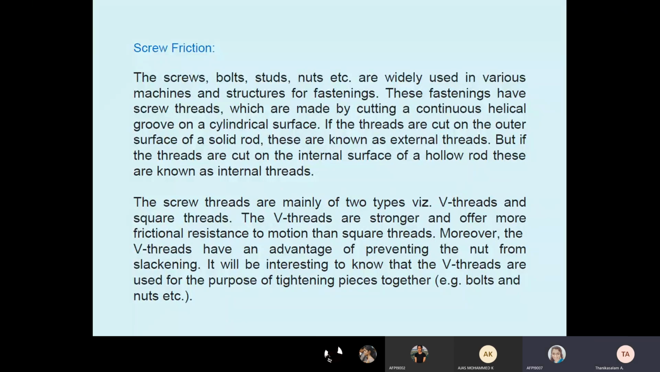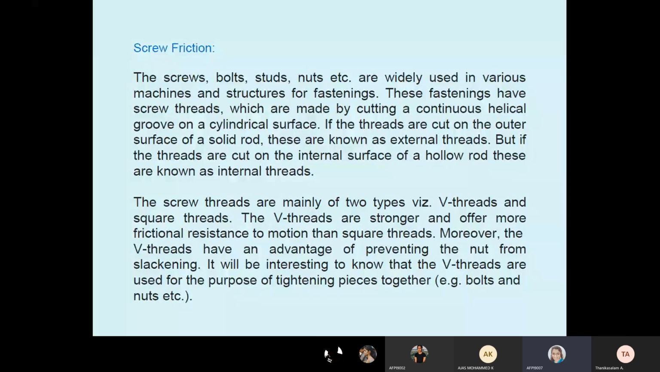Screw friction. The screws, bolts, studs, nuts, etc. are widely used in various machines and structures for fastenings. These fastenings have screw threads, which are made by cutting a continuous helical groove on a cylindrical surface.